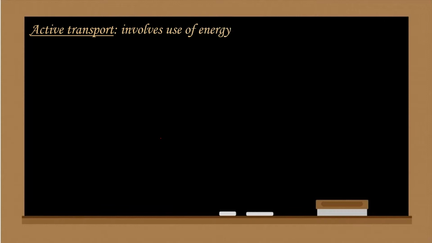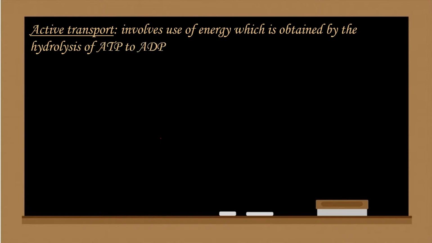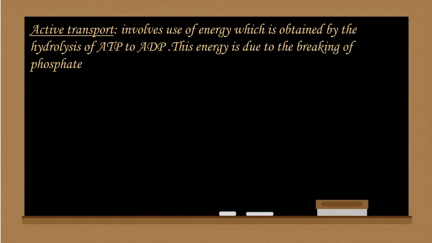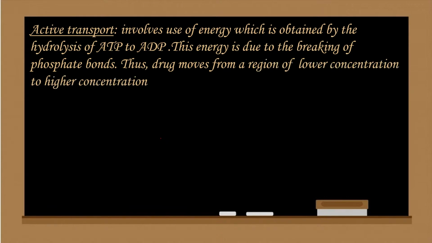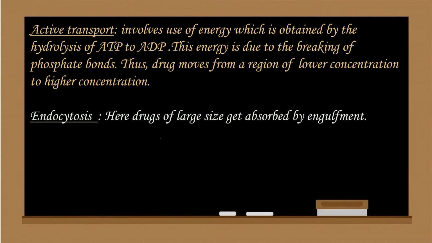Next one is active transport. Active transport involves the use of energy which is obtained by the hydrolysis of ATP to ADP. This energy is due to the breaking of the phosphate bond, and thus, due to this energy, movement of drug from a region of lower concentration to high concentration takes place. Last one is endocytosis. In endocytosis, drugs of larger size get absorbed by the process called engulfment.